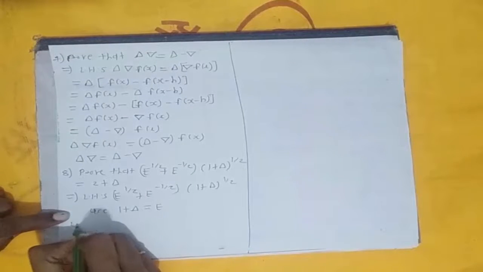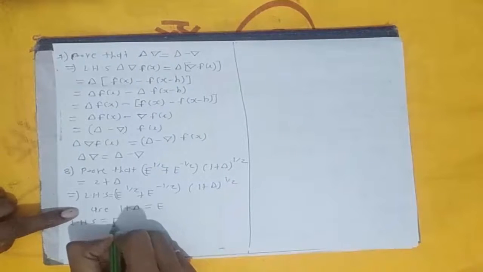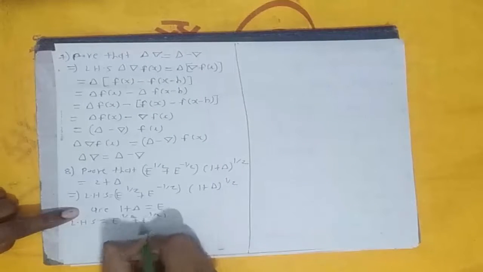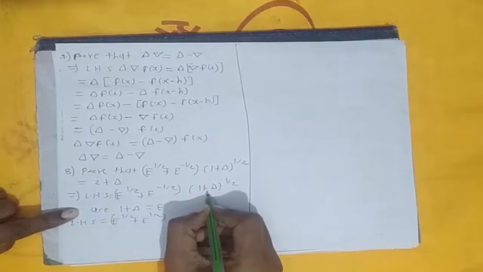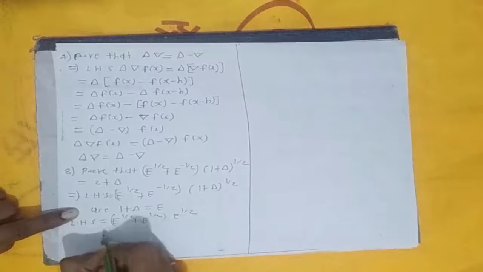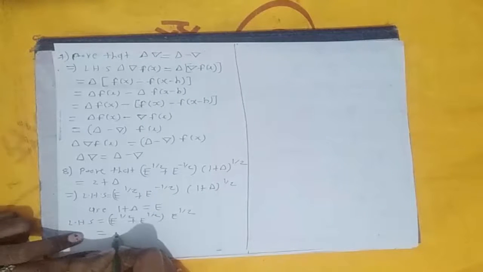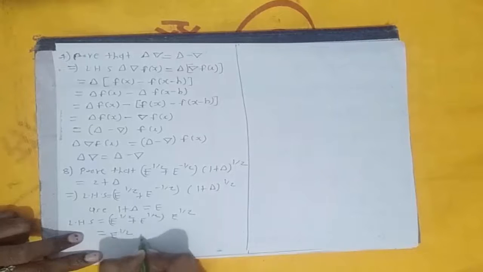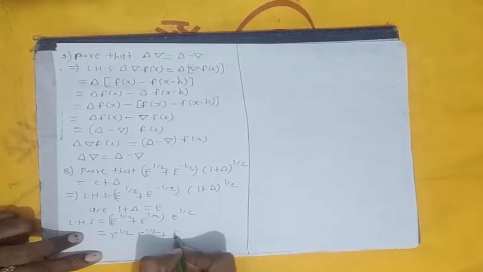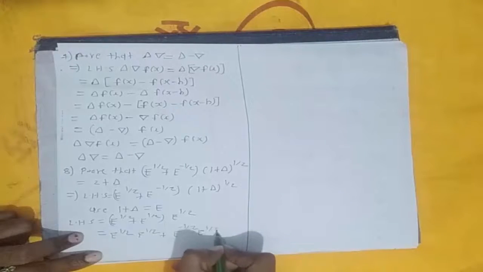Then LHS is equal to, we get e raised to 1 by 2 plus e raised to minus 1 by 2 will be as it is, and 1 plus delta is equal to e, so we write here e raised to 1 by 2. Then we multiply this e raised to 1 by 2 inside this bracket, we get e raised to 1 by 2 into e raised to 1 by 2 plus e raised to minus 1 by 2 into e raised to 1 by 2.